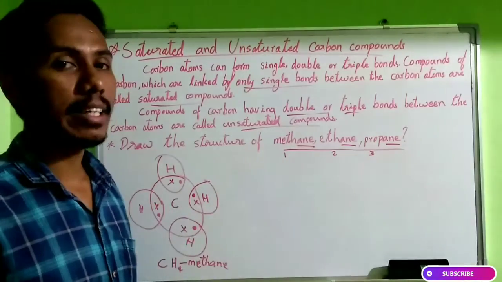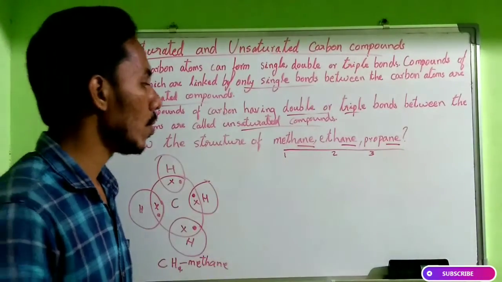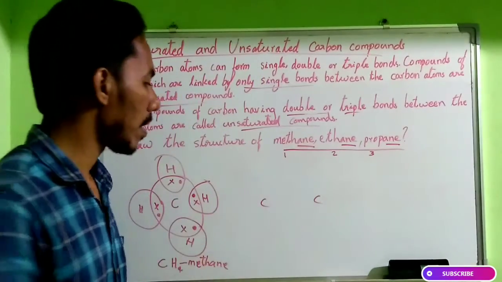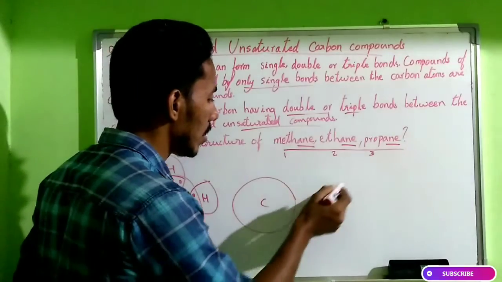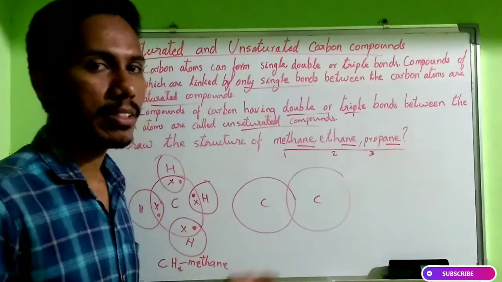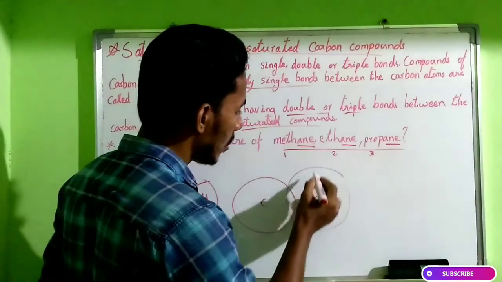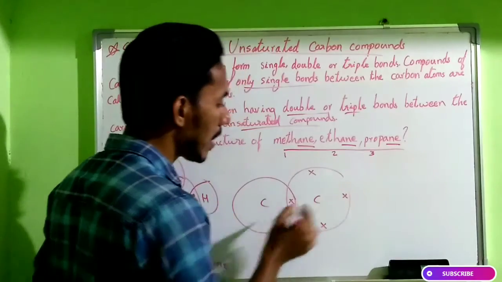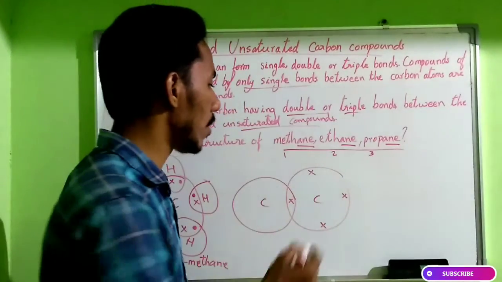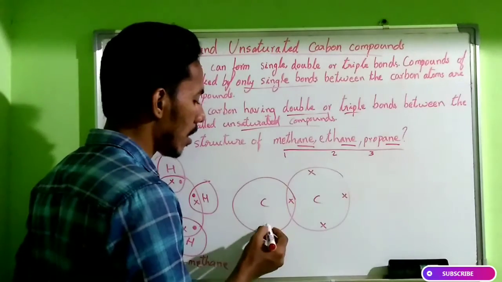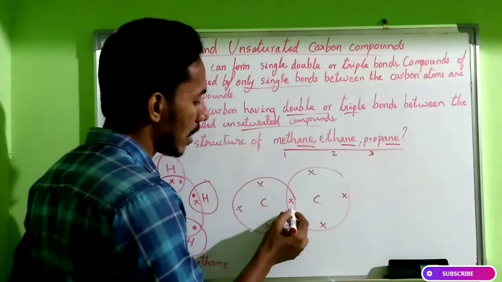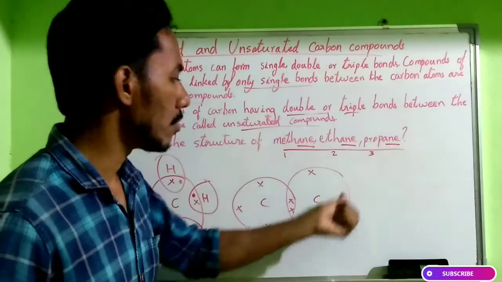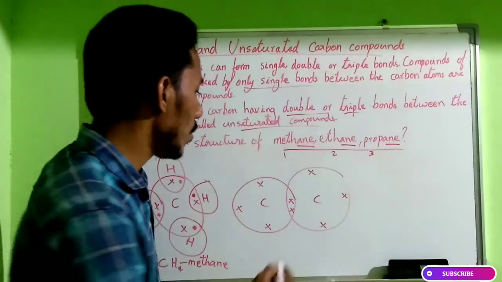Then let us draw ethane. It means 2, so it contains 2 carbon atoms, and I draw this structure. This carbon atom has 4 electrons in the outermost shell, and also this carbon atom has 4 electrons in the outermost shell. So 1 2 3 4, 1 2 3 4. Okay, so it is a single bond.